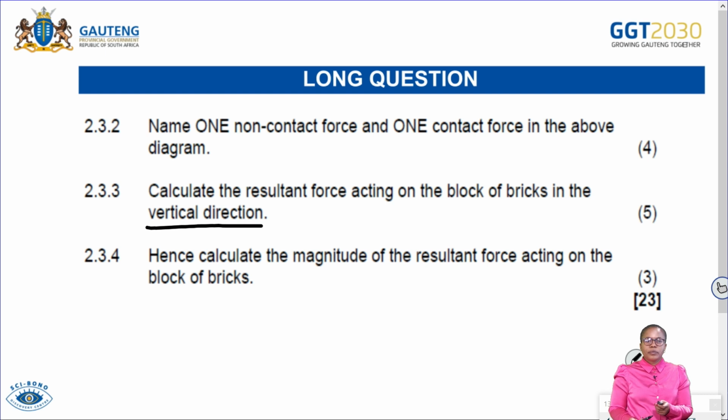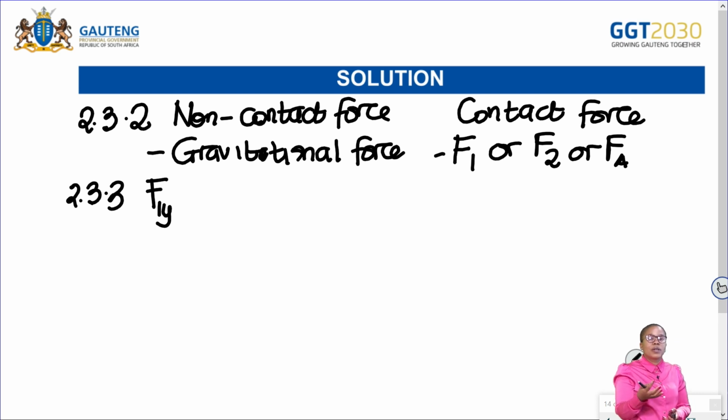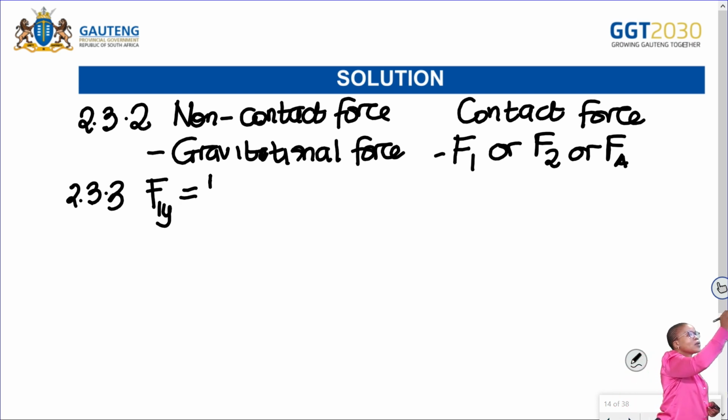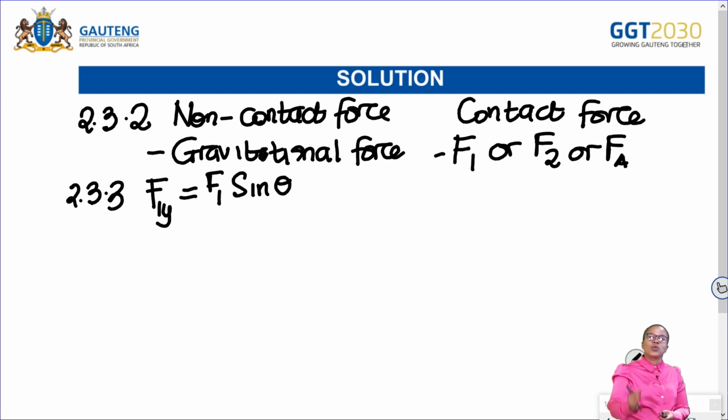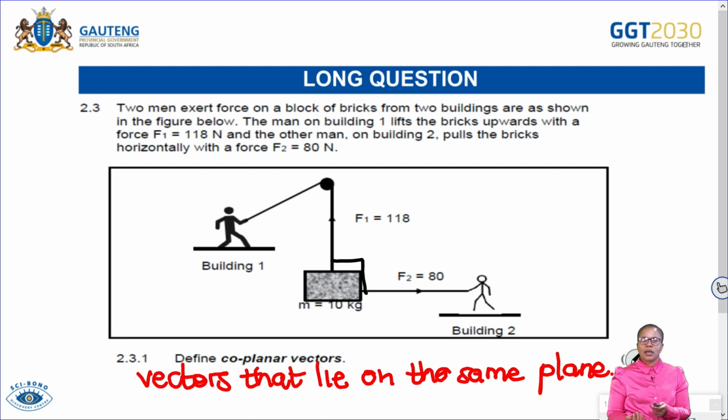So we're going to say the F1, but we're finding the y component. So we say F1y is equal to F1 sine theta. Why are we using sine? It's because we're looking for the vertical component. So what is the magnitude of F1? Let's go back there. It's 118.